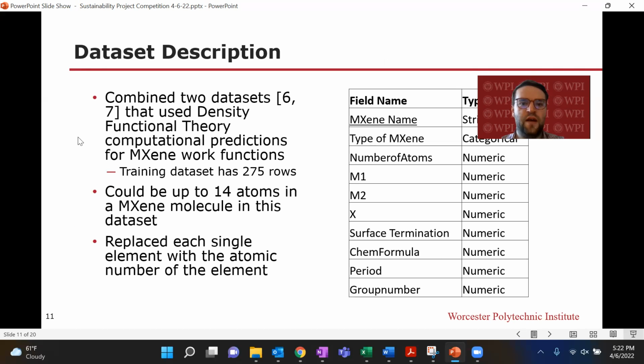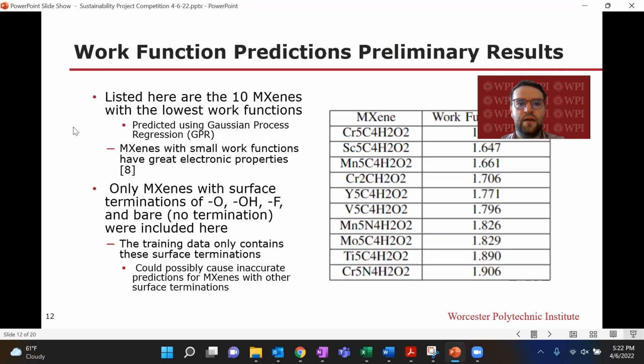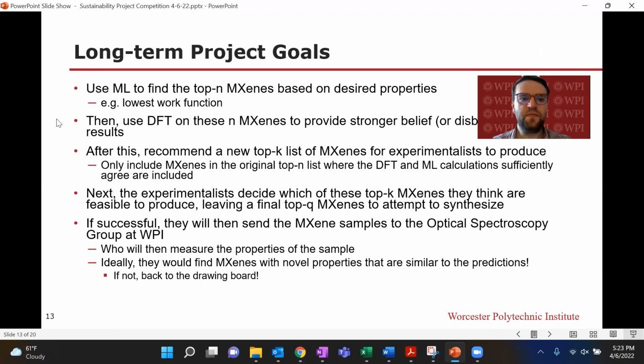Dataset description. 2 datasets were combined that were created using density functional theory to predict work functions. Here are preliminary results found from using Gaussian process regression. And the MXenes with the lowest work functions are to the right.